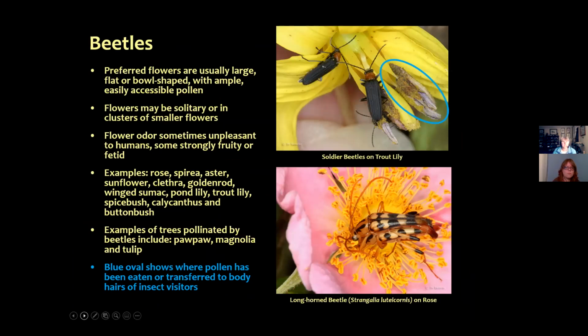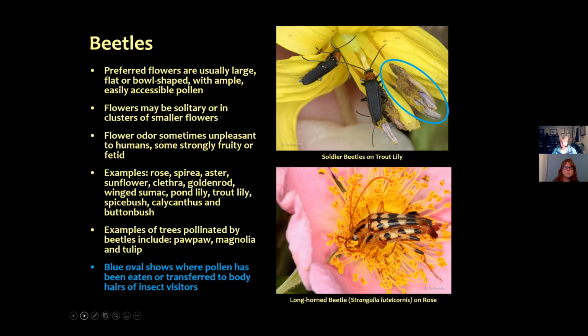so that we can see all of what they do. So for the beetles, their preferred flowers are usually large, flat, or bowl shaped with ample, easy, accessible pollen because most beetles do not have very long tongues or very long facial features where they can get in there and get pollen that is deeper into the plant. The flowers might be solitary or in clusters of smaller flowers. Sometimes there's an odor, which some people think is unpleasant, but sometimes it can be strongly fruity or fetid.